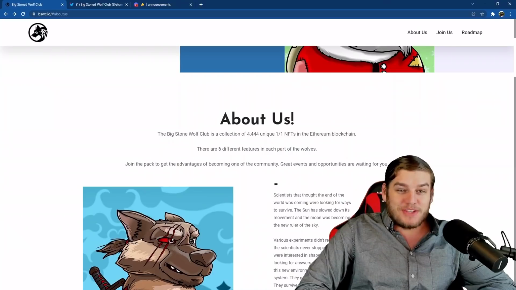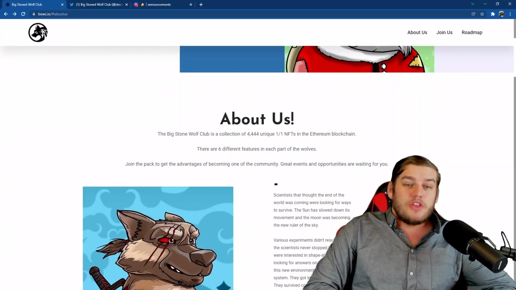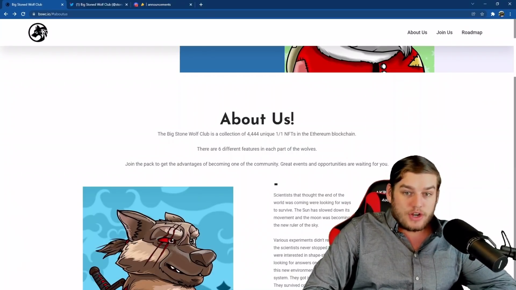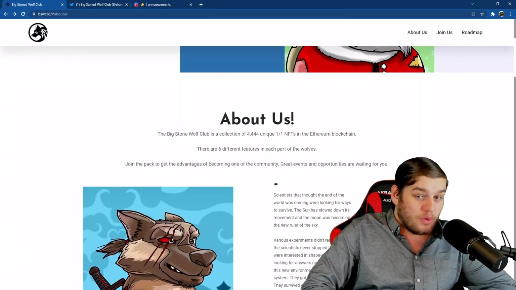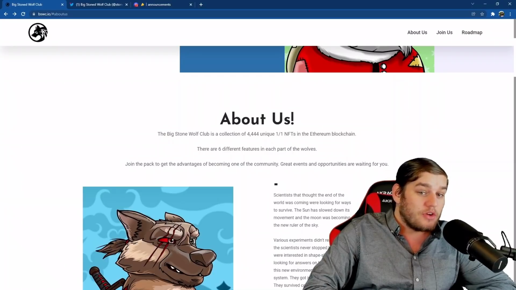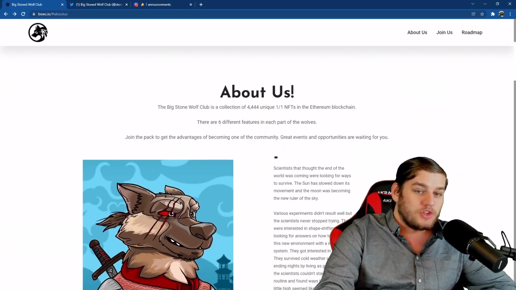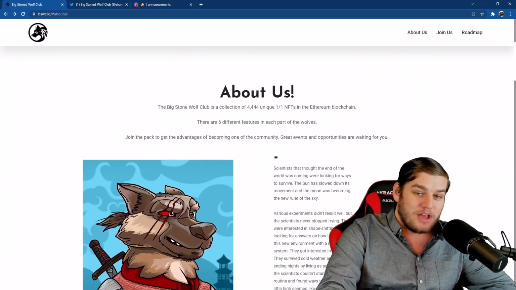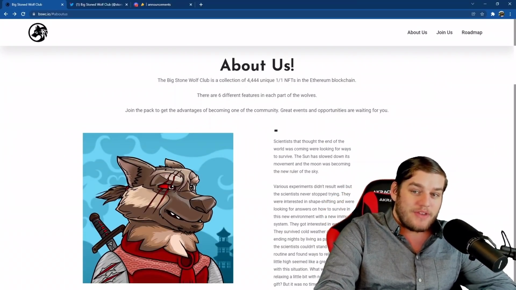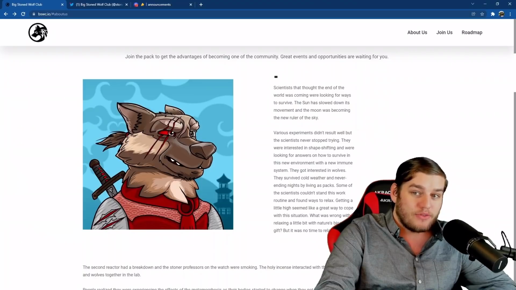And then about the Big Stone Wolf Club. Well, the Big Stone Wolf Club is a collection of 4,444 unique one-to-one NFTs on the Ethereum blockchain. There are 6 different features in each part of the wolves. Join the pack to get the advantage of becoming one of the community. Great events and opportunities are waiting for you.